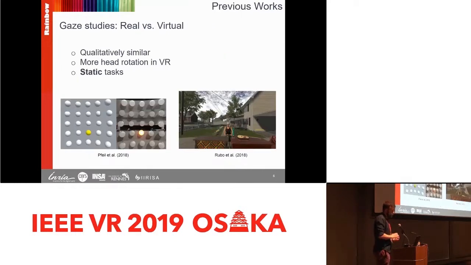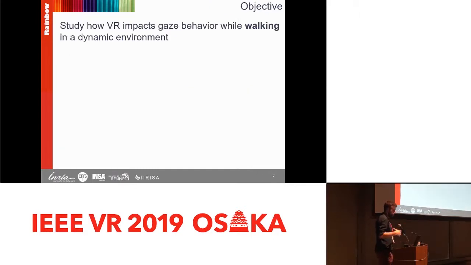Now regarding gaze studies, the comparison of gaze behavior in real and virtual environments. In the last years, there have been some studies that compare the gaze behavior in these two environments. They show that the gaze behavior was qualitatively similar, but there is more head rotation in VR. More importantly, in these two studies, people performed a static task. They were seated in the environment and had to observe the scene, either a light or a person moving.